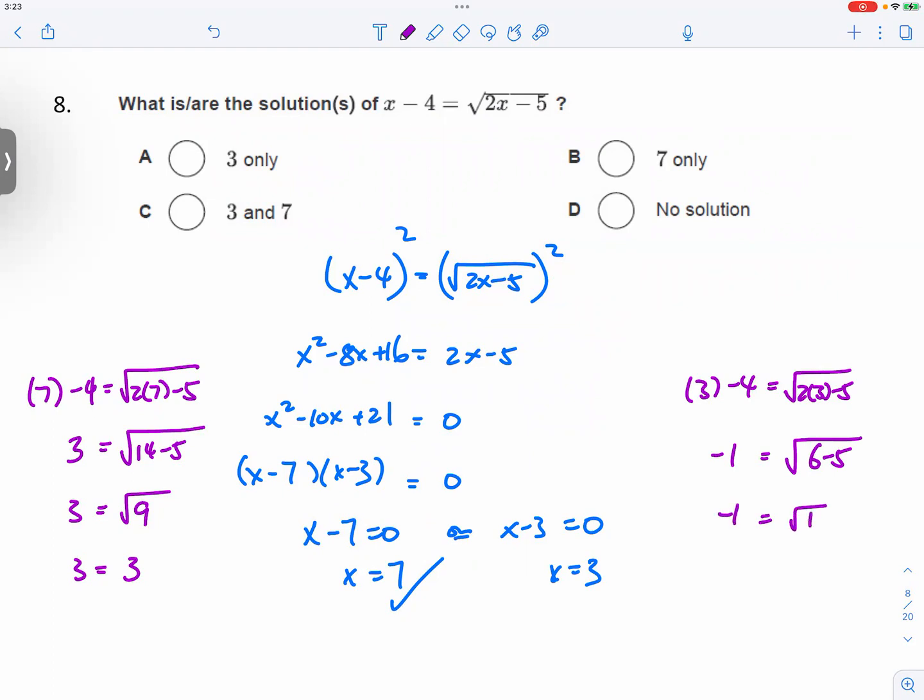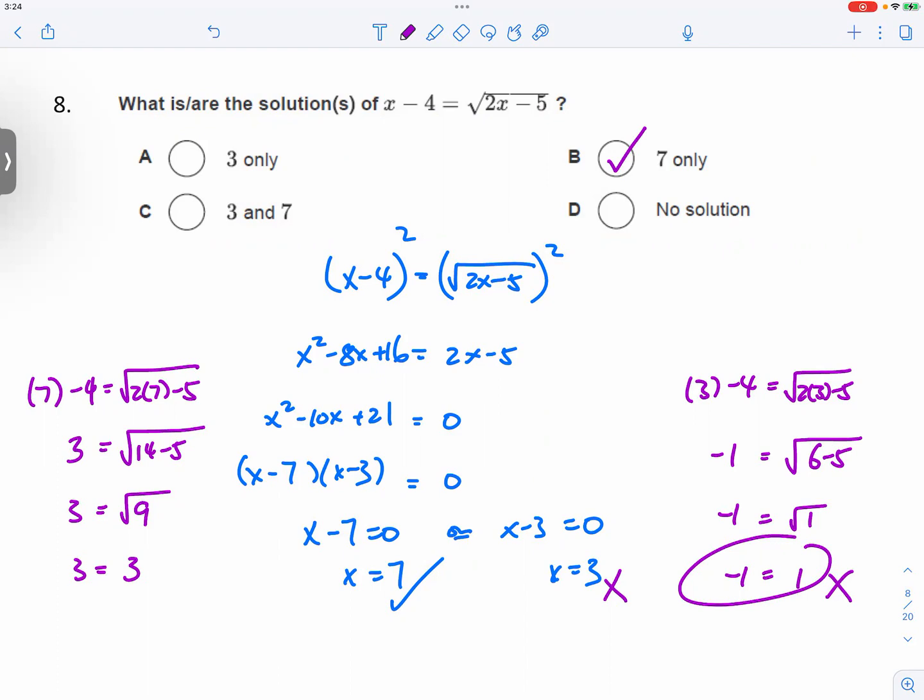Well, if you didn't see it, that's okay, because eventually you will see something that's not true. And that's how we know that for this particular question, the solution would be just 7 only, not 3 and 7, because 3 would not make the statement true. Okay, so again, just something that you want to always make sure.